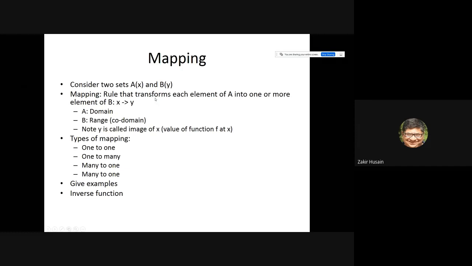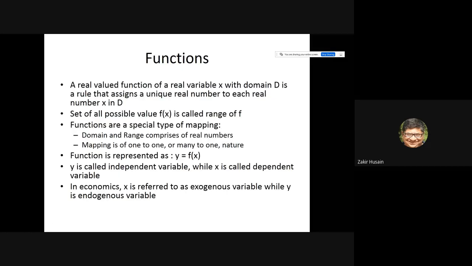So we can define a rule that transforms each element of A. That is, we take a particular x and this will be transformed into one or more elements of B. This is called mapping. So mapping is the rule which leads from x to y. So given x, we can get y. Here, A is called the domain, while B is called the range. It is also called the codomain. And y is called the image of x. Let's look into this a little bit more carefully.